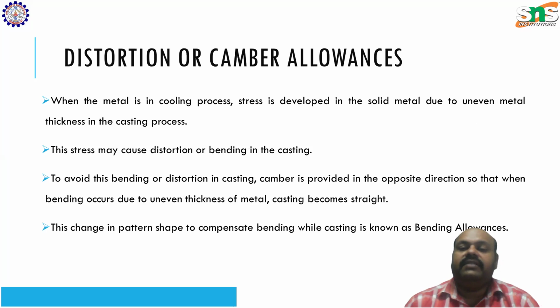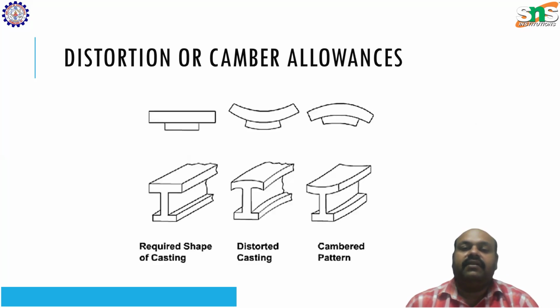The next point is distortion allowance. During the metal cooling process, stress is developed in the solid metal due to uneven metal thickness in the casting. This stress may cause distortion or bending in the casting. To avoid this bending or distortion, we give distortion allowance. So this kind of distortion can happen. I recommend a small video to be seen for understanding, and here is the link.